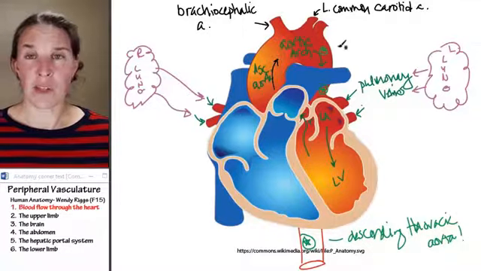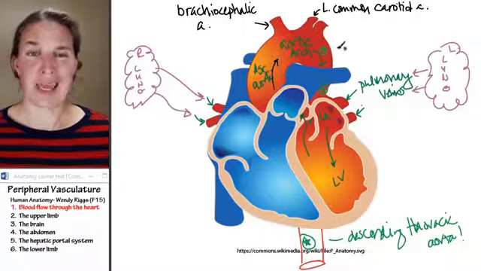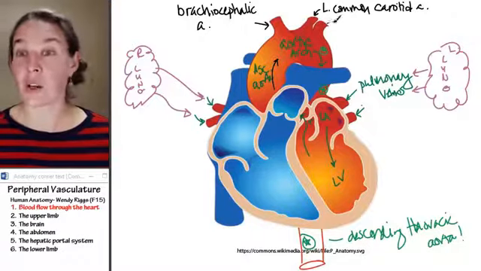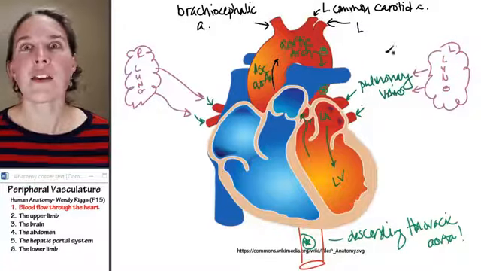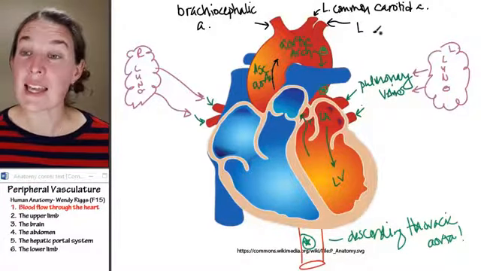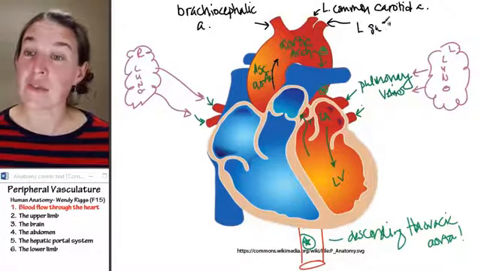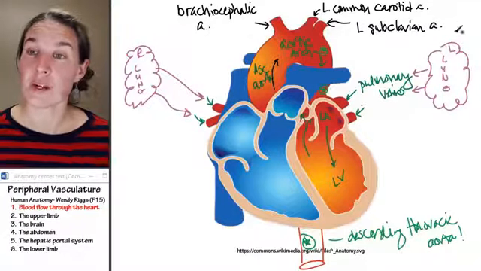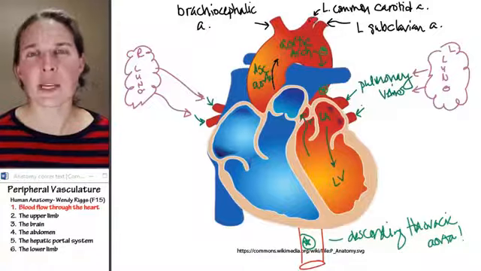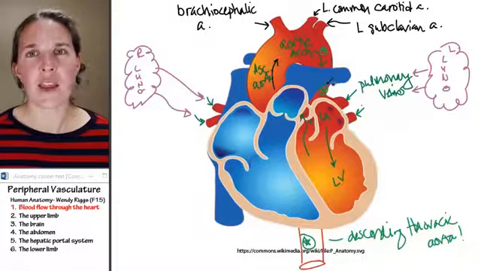If the blood cell is like, head schmed, I want to go to the left arm, then we're going to take a different vessel. We're going to take the left subclavian artery. Those are our three branches off of the aortic arch.